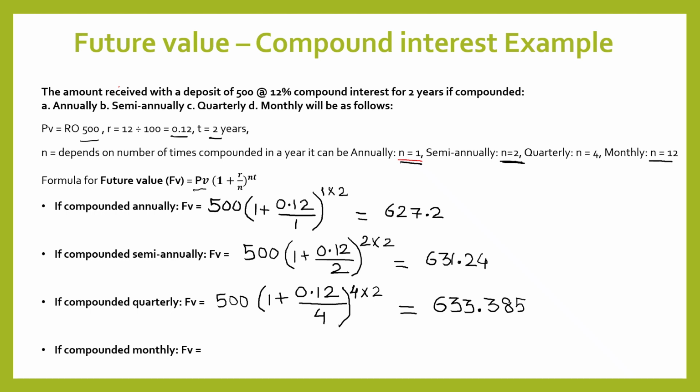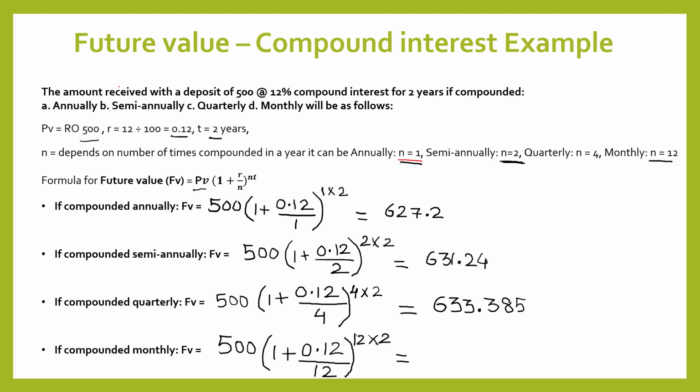Now the last one, if interest is compounded monthly. Here monthly means how many months in a year? We have 12 months in a year. So if it is compounded monthly, my n will be 12. So same, future value is equal to my present value, 500, into bracket 1 plus 0.12, the rate of interest will be the same. Now n, it is compounded monthly, so n will be 12. Again power of nt, nt means 12 multiplied by time period, which is 2 years.